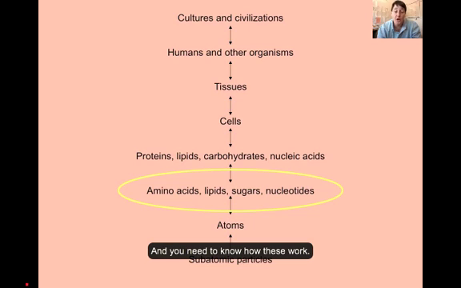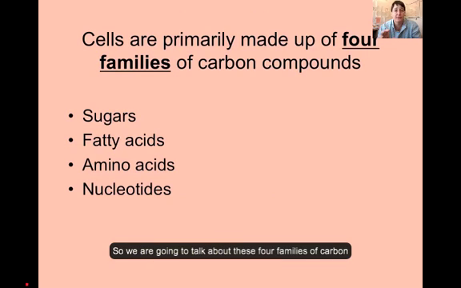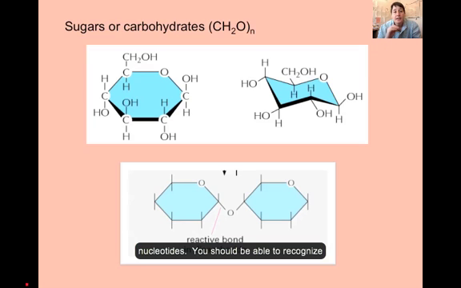And you need to know how these work. So we're going to talk about these 4 families of carbon-containing compounds: sugars, fatty acids, amino acids, and nucleotides. You should be able to recognize the structure of a carbohydrate, of a sugar.